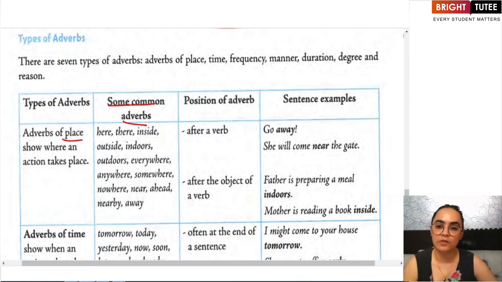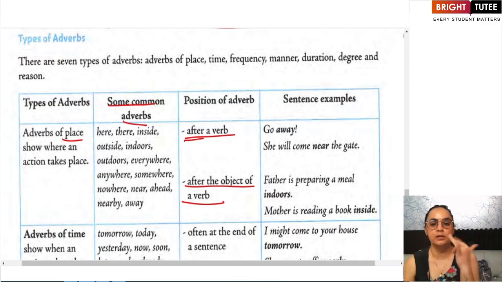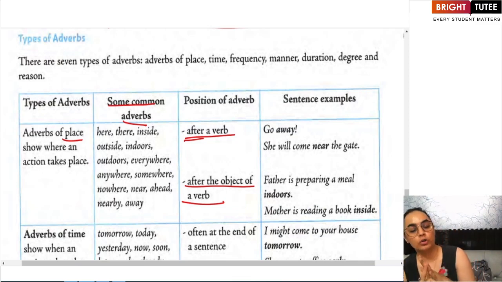So what do the adverbs of place tell us? They tell us where the action takes place. An adverb of place is always used after the verb, or it is used after the object of the verb. For example, come here, go there, find everywhere you can, go indoors, go upstairs, and so on and so forth.